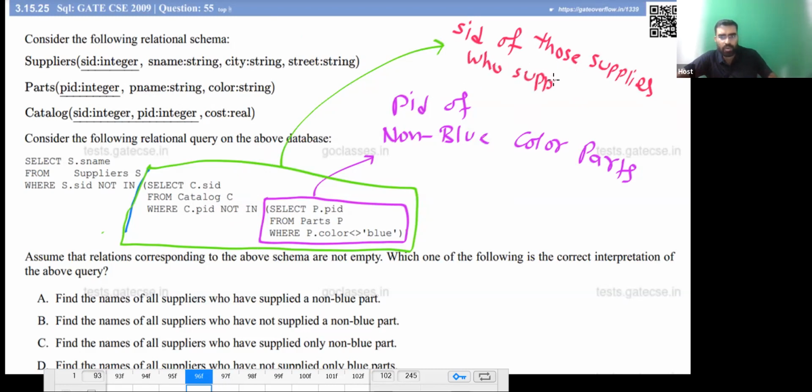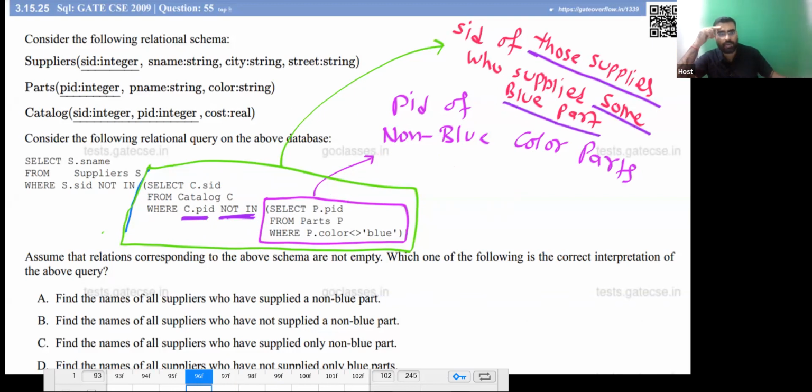Who supplied some blue part. Yes or no? Okay. Now remember this is not in. Not in means PID should not be in this, means PID should not be non-blue. PID, part ID, should not be not blue. PID is not non-blue, it means PID is blue. So SID of those suppliers who supplied some blue part, this is what I will get.